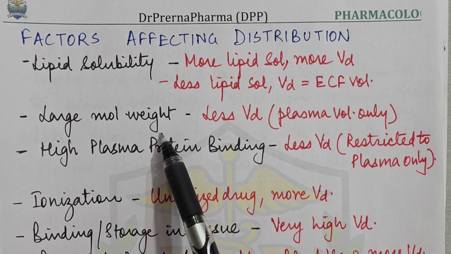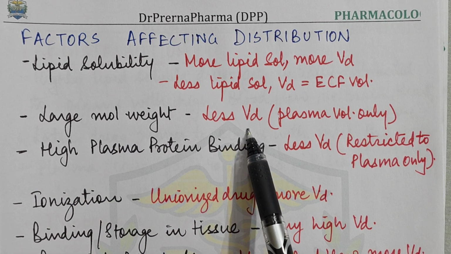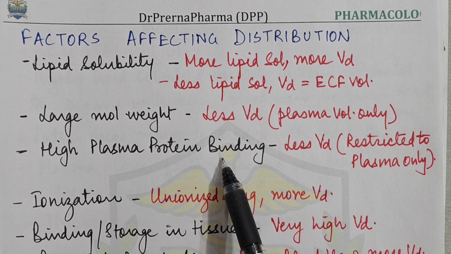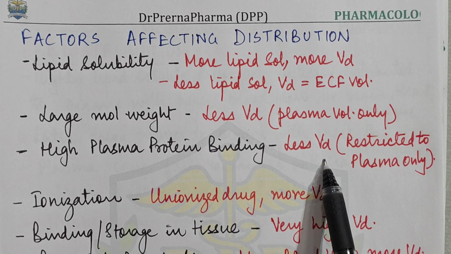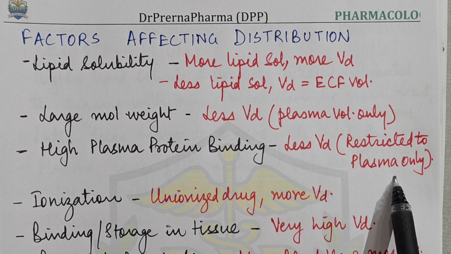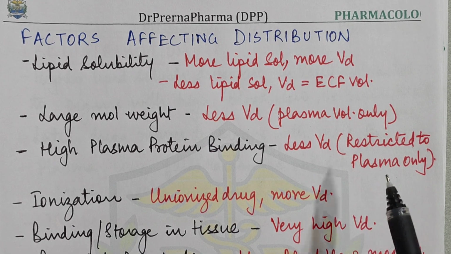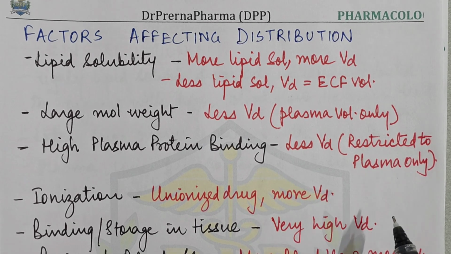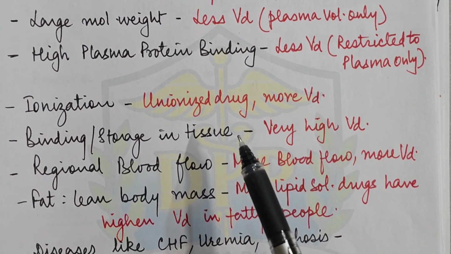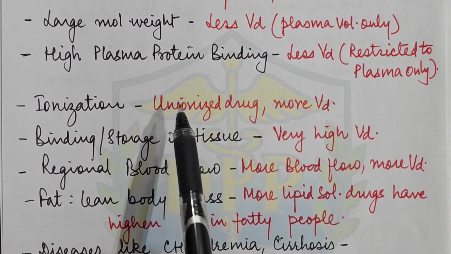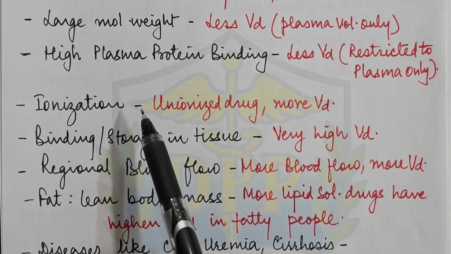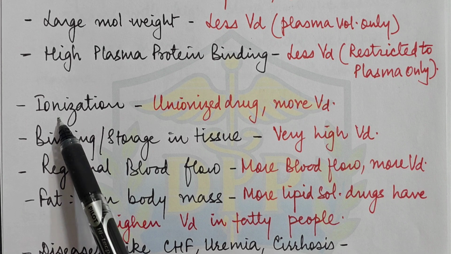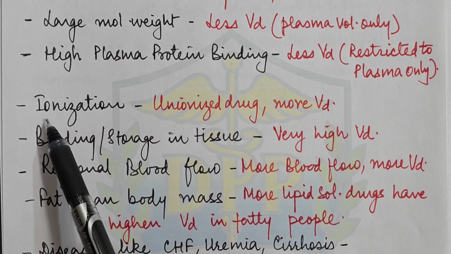Then if a drug has a large molecular weight, it is also going to have a less volume of distribution because it will remain restricted to the plasma or the ECF only. If the drug has high plasma protein binding, then also the drug has a less volume of distribution and is restricted to the plasma only. This is a very simple concept to understand: if a drug is small in size, lipid soluble, and not bound to the big plasma proteins, then it is going to be distributed far and wide in the body. But if the drug is not lipid soluble, is attached to the big plasma proteins, and has a large molecular weight, then it will not go to far off places in the body and will remain restricted to the plasma.